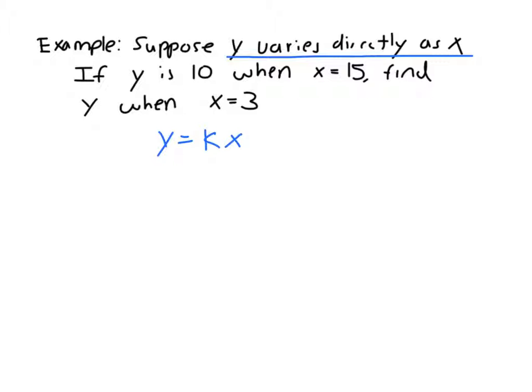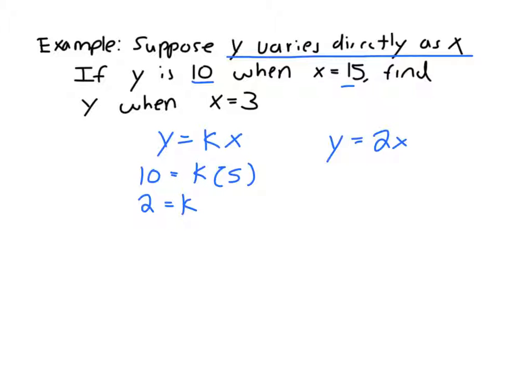So I'm going to use this first piece of information, the 10 and the 15. I'm going to plug that in, and I'm going to solve for k. So divide both sides by 5. I'll get 2 equals k. So then I have y equals 2x. That's the relationship between x and y.